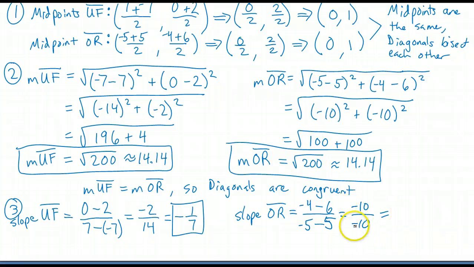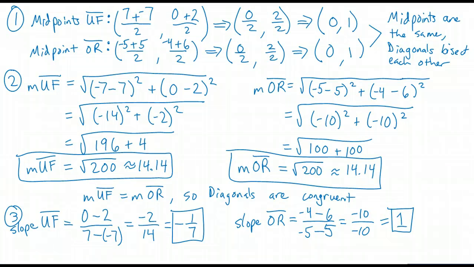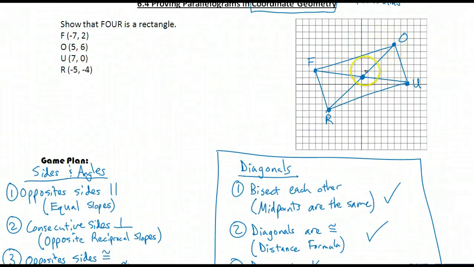A negative divided by a negative is a positive. And 10 divided by 10 is 1. And I can check that answer by looking at my graph. The slope of OR is positive. It rises from left to right. And if I go up 1 over 1, up 1 over 1, that is the slope of my diagonal.